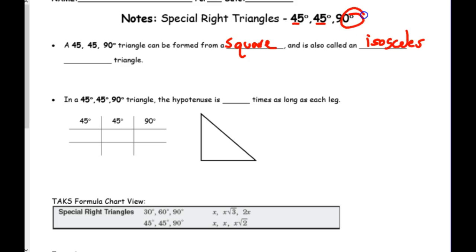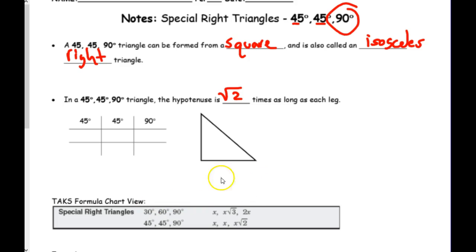What do you call that? Oh my gosh. Hold on. Yeah, that would be an isosceles right triangle because one of the angles is 90. Cool. So, with that information, we're going to be able to learn some rules. In a 45, 45, 90 triangle, the hypotenuse is blank times as long as each leg. It is square root of 2 times as long as each leg.